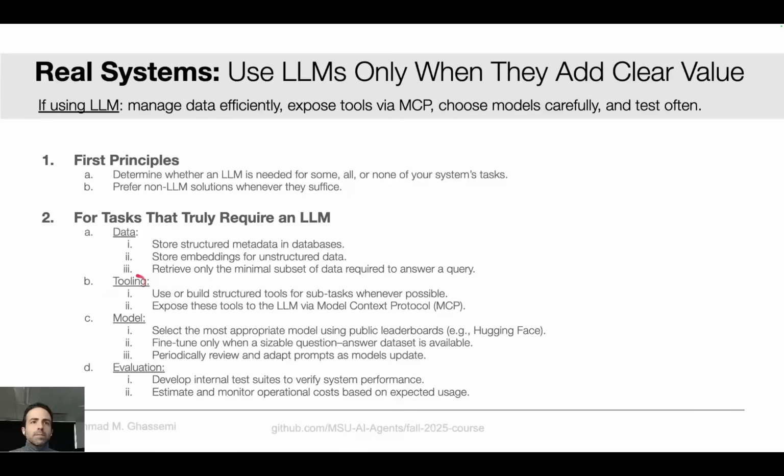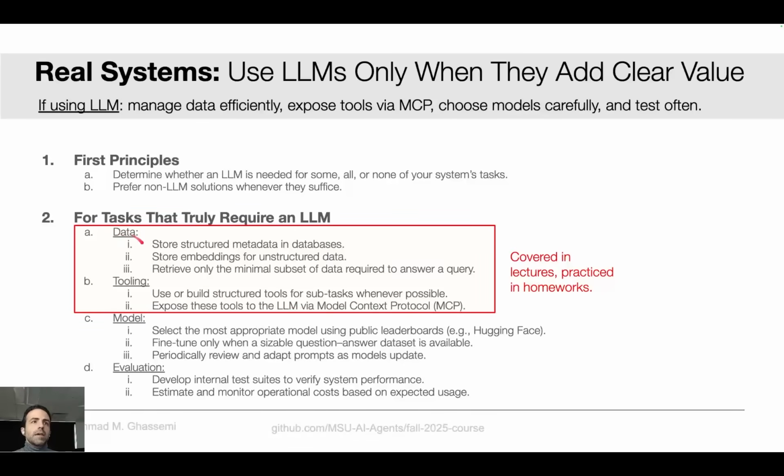The second is tooling. So using and building tools for subtasks whenever possible, even if you're going to be using an LLM, it could be that the LLM, as we've discussed in previous lectures, could call a tool that does a specialty task, not only at a lower price point, but also more reliably than an LLM on its own can. And you'd obviously want to expose these tools to the LLM through an established protocol like MCP, which we've discussed in previous lectures. So both of these topics on the data and the tooling, these are things that we've actually covered in previous lectures. We've practiced them in the homework.